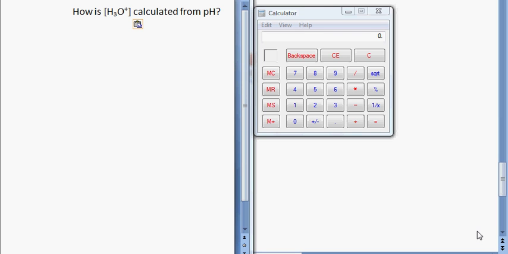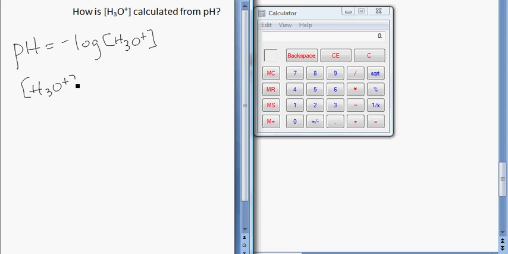In this video, I'll explain how to calculate the concentration of hydronium ion when given a certain pH. Let's first define pH. pH is equal to the negative log of the hydronium ion concentration. If we solve this equation for the concentration of the hydronium ion, we get that that is equal to 10 to the minus pH.